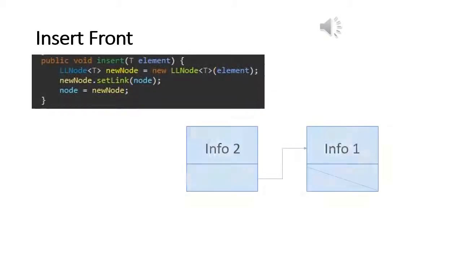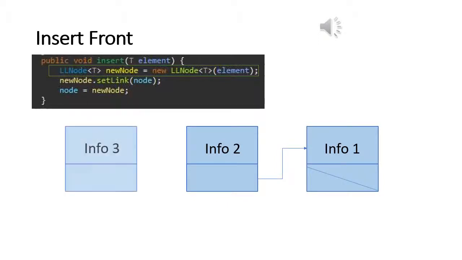Insert front. Here we have a method that takes an argument element. We create the node and assign information to it, in this case, information 3. We start attaching the link to info2, which is a reference to the head. We then point the head, previously known as info2, to info3.